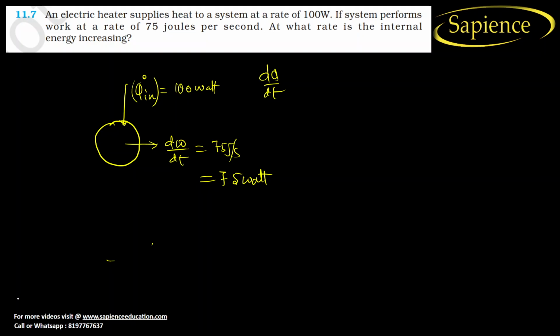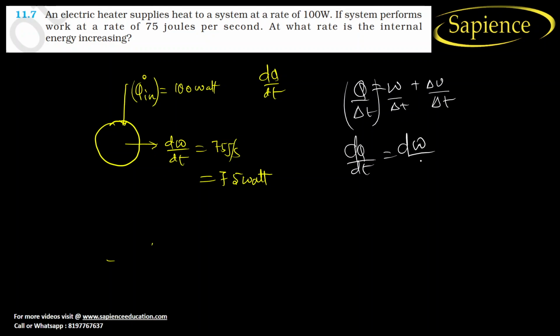So we know the first law of thermodynamics: delta Q is equal to W plus delta U. If we divide everything by delta T, we get dQ by dt is equal to dW by dt plus the rate of change of internal energy, dU by dt. We require this only.